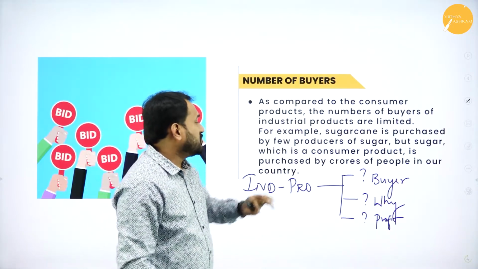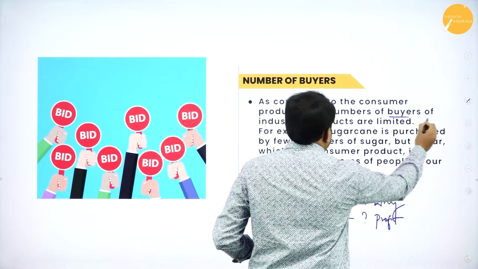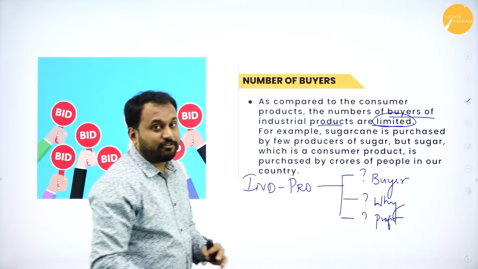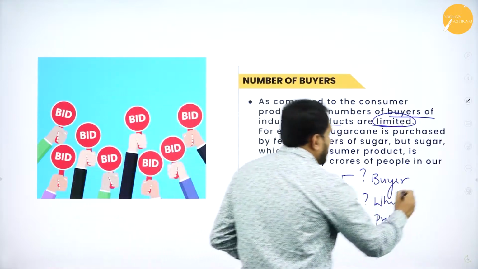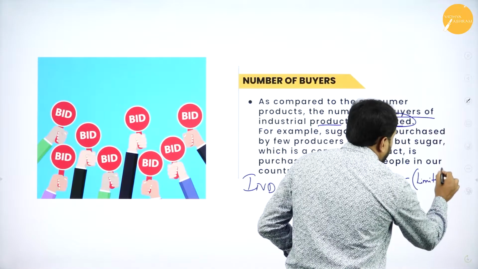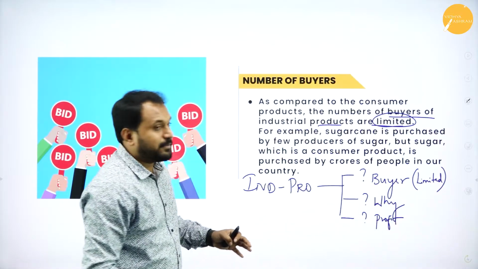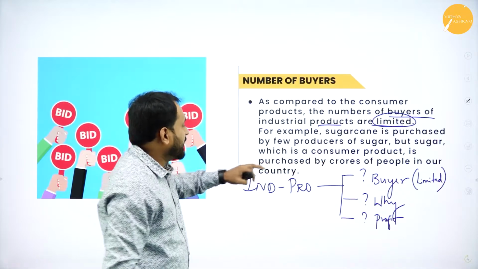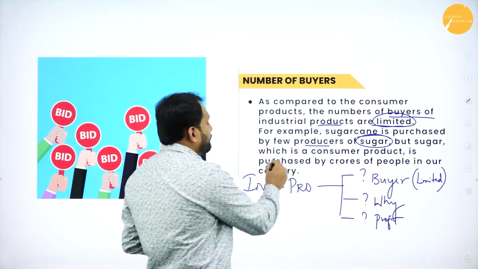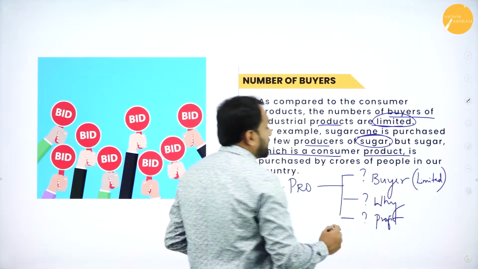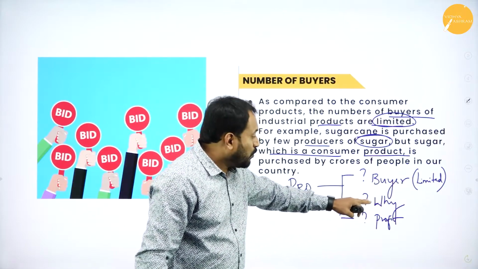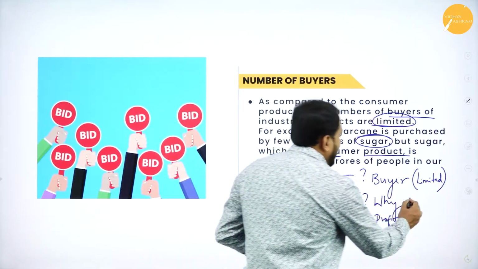As compared to the consumer product, the number of buyers of industrial products is limited. See, when they are limited, understand this concept. When they are limited, what will happen? For example, sugar cane is purchased by few producers of sugar, but sugar which is consumed by the consumer is more. So understand, buyers are limited. Why will they actually buy? Because manufacturers are less.